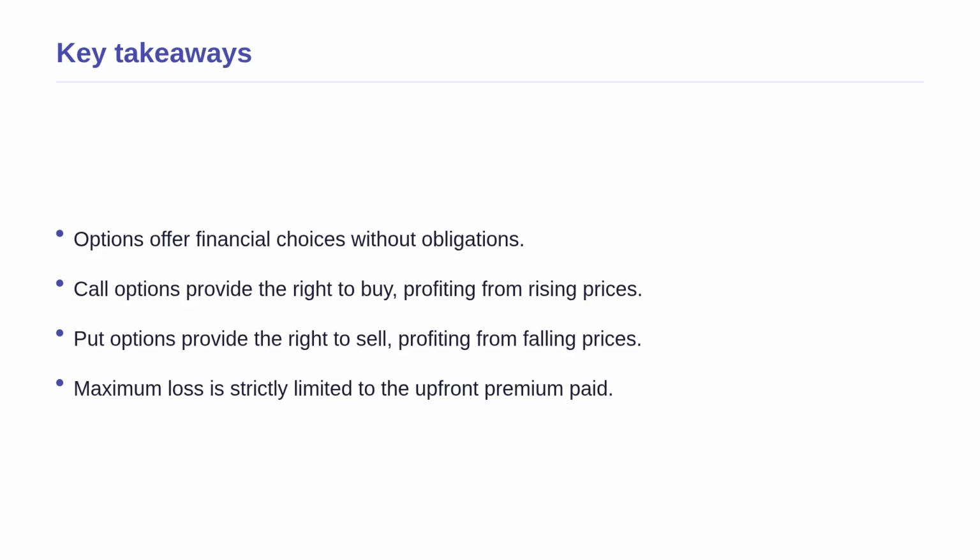Let us summarize what we have learned today. Options are powerful financial tools that offer choices without obligations. A call option gives you the right to buy an asset, allowing you to profit when prices rise. A put option gives you the right to sell, protecting you and profiting when prices fall. Most importantly, whether you are speculating or hedging risk, your maximum possible loss is always strictly limited to the initial premium you paid. You have now mastered the fundamental types of options.